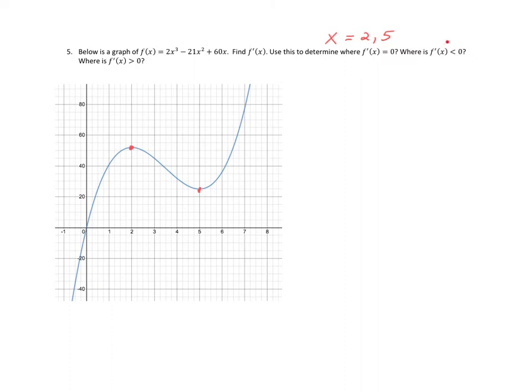All right, where is your derivative negative? That's going to be wherever your function is decreasing. And the function is decreasing here as we go from x equals 2 to x equals 5. The graph starts moving downward. Everywhere else, your function is increasing. So I think the answer here is everything between 2 and 5.